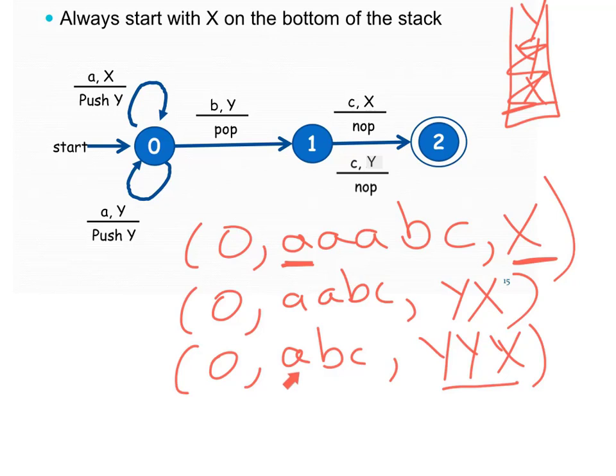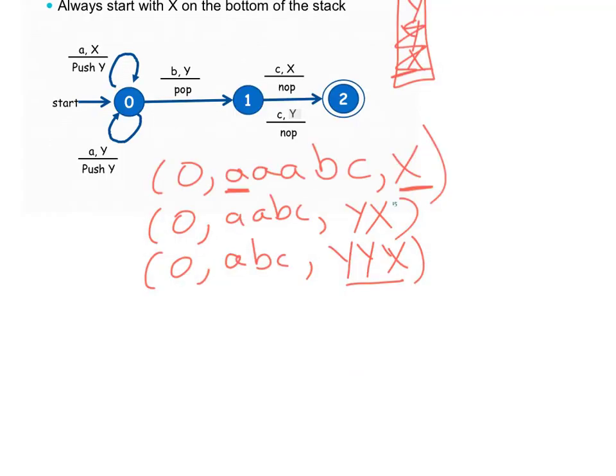I see the letter A. I have a Y at the top of the stack, so I can take this transition again and push a Y. I'm going to have to shrink my font a little bit here. Let's see if I can squeeze this up. Okay, that was magical. So I'm still at state 0. I've processed that A, so now I just have BC. But when I took this loop, I had to push Y after I was done. So now my stack has 3 Y's and an X.